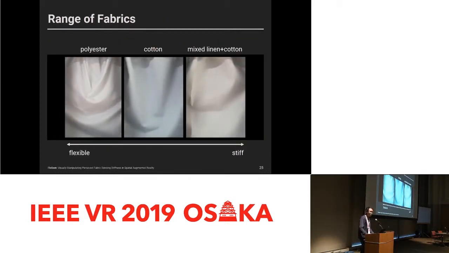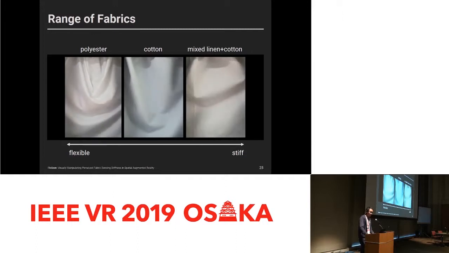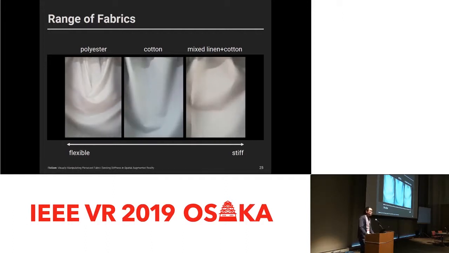We use 3 different types of fabrics, including polyester, the cottons, and the mixed linen and cotton fabrics, to find out the capabilities of the proposed computational model. Those 3 types of fabrics provide different ranks of the bending stiffness, from the most flexible, like polyester, to more stiff, like the mixed linen cotton fabrics.